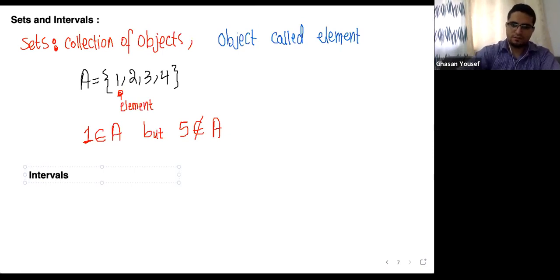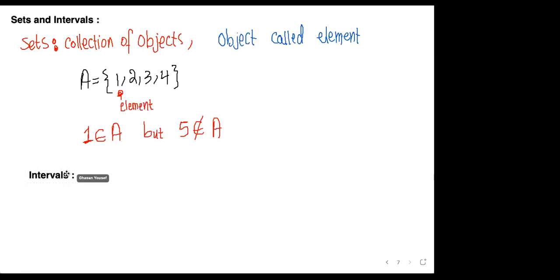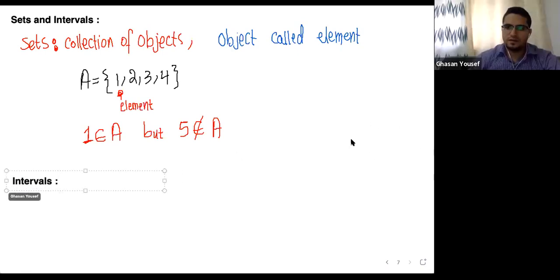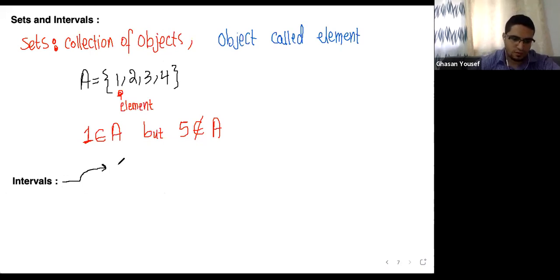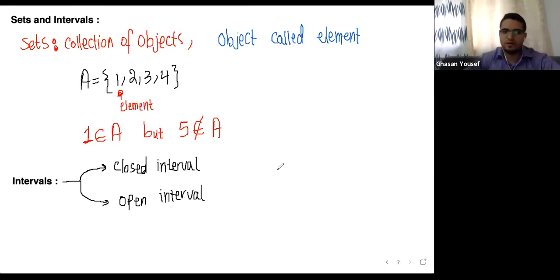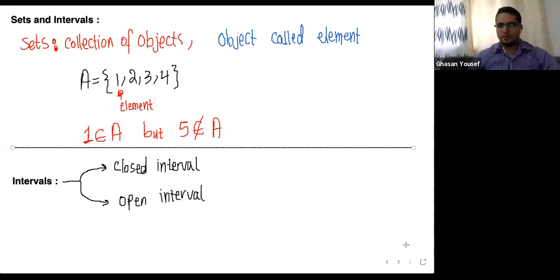Intervals. So we have two kinds of intervals. We have a closed interval and an open interval. I'm going to explain what is the meaning of a closed and open interval. But does anyone have any idea from high school what is the meaning of closed and open interval?